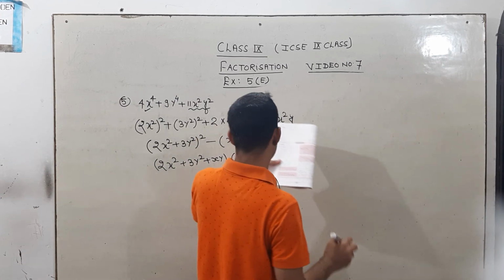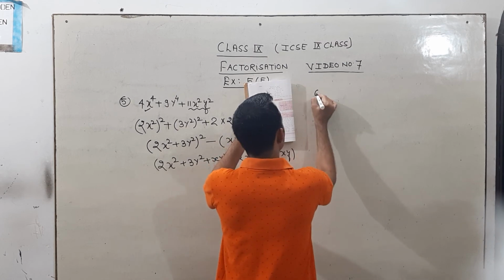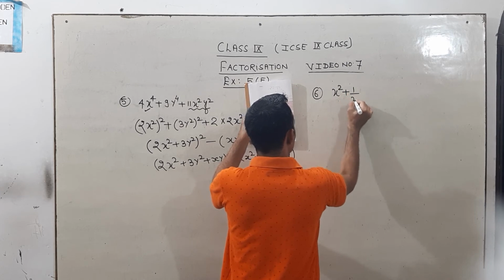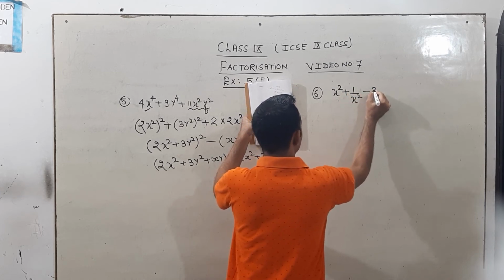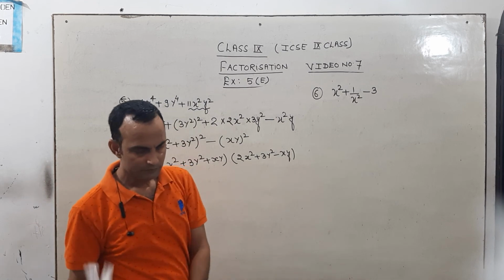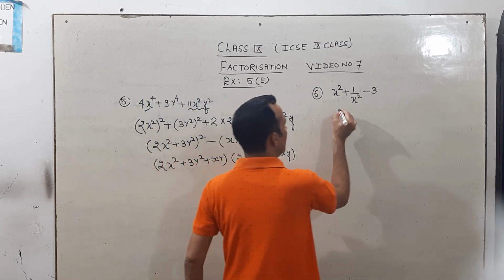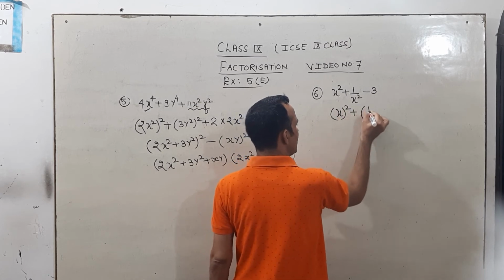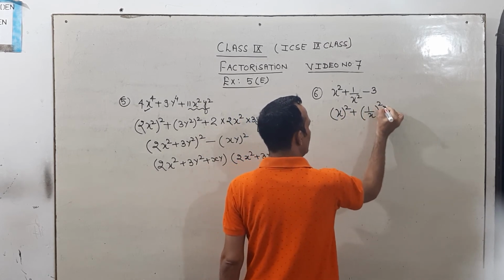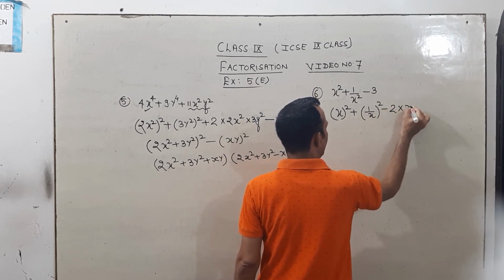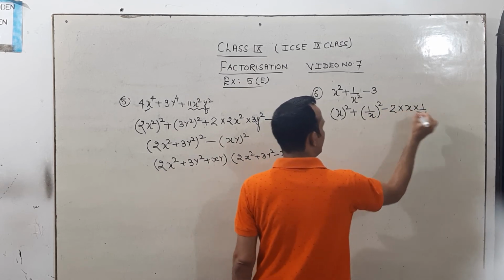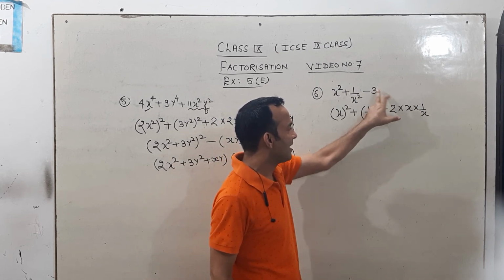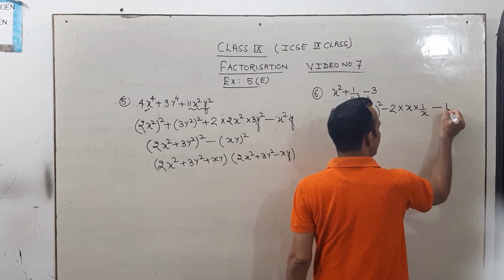Problem number 6. x square plus 1 upon x square minus 3. Okay, we can write it as x plus 1 upon x whole square minus 2ab. If we simplify this expression, we obtain minus 2, but here what is given? Minus 3, so minus 1 has to be there.